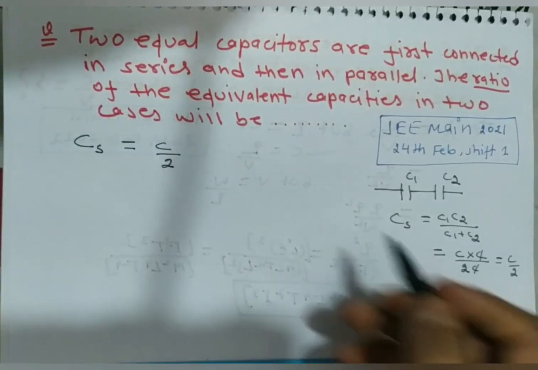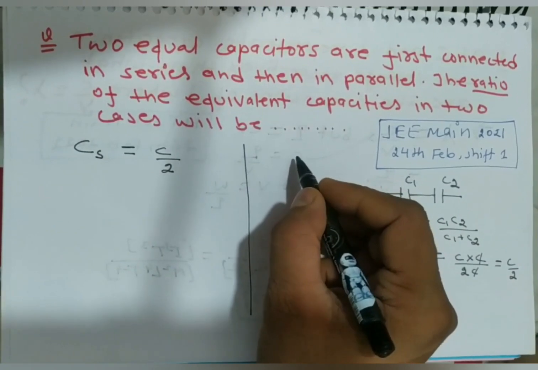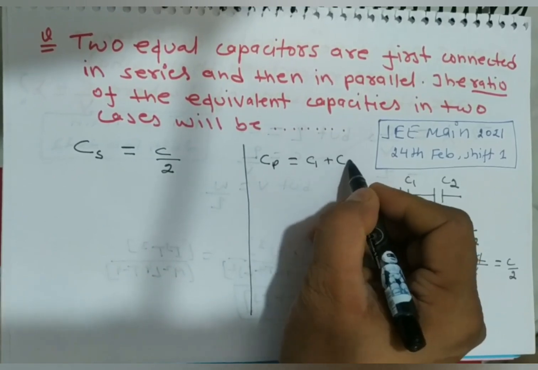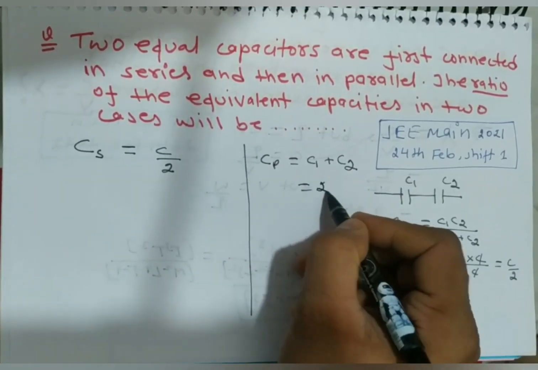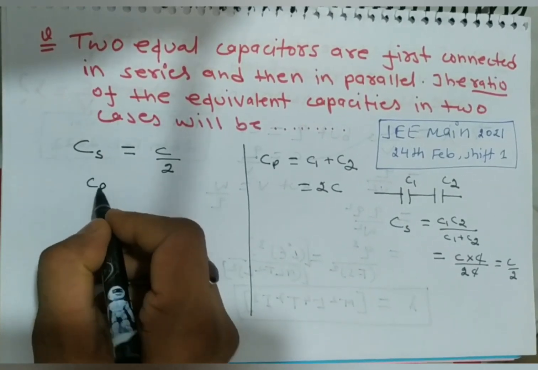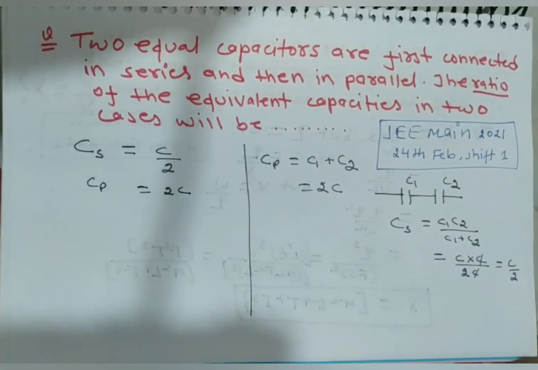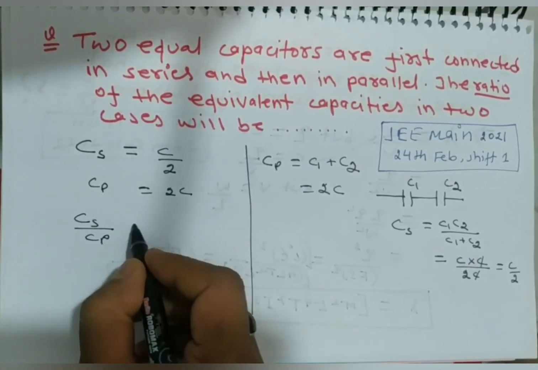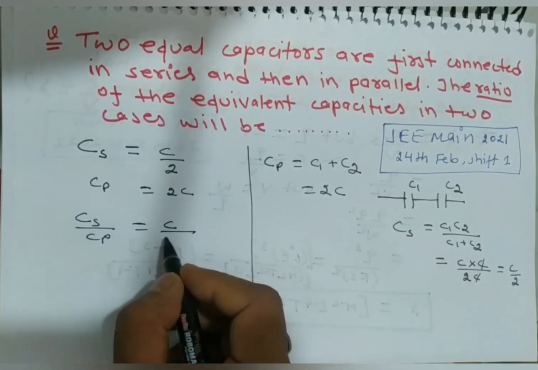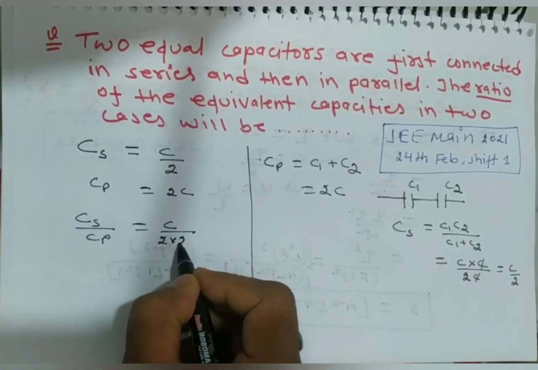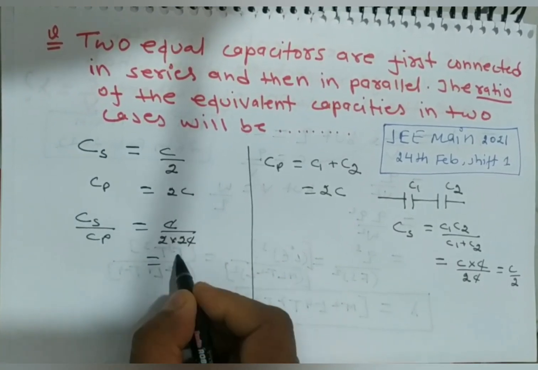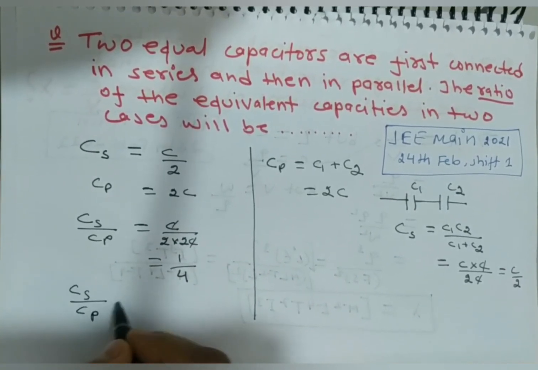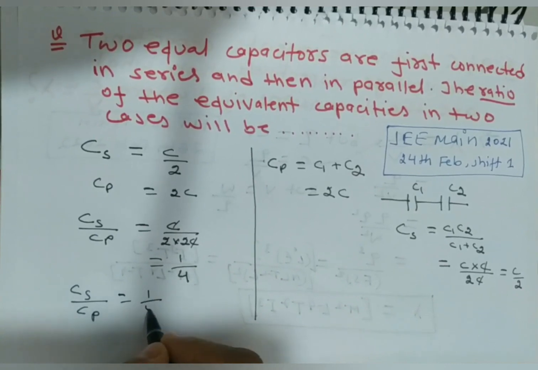C by 2, and when it is connected in parallel, we know that it will be C1 plus C2, both are equal, so it will be 2C. C parallel will be 2C. Now we have to calculate the ratio Cs upon Cp, so it will be C by 2 into 2C, so it will be 1:4. That means Cs upon Cp is equal to 1/4.